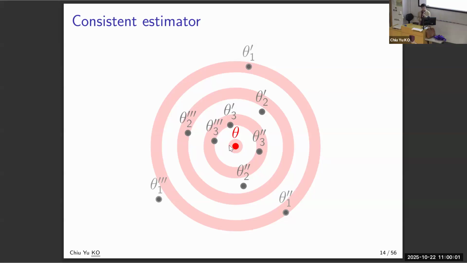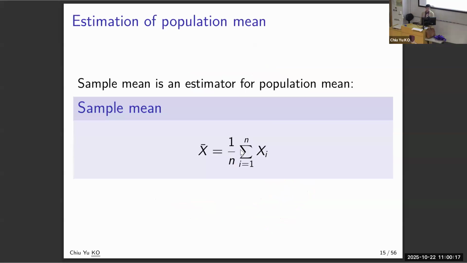In the case of the sample mean, this is just the law of large numbers. The law of large numbers says the sample mean will approach the population mean. So these three properties are very important, and the sample mean actually satisfies all of them.